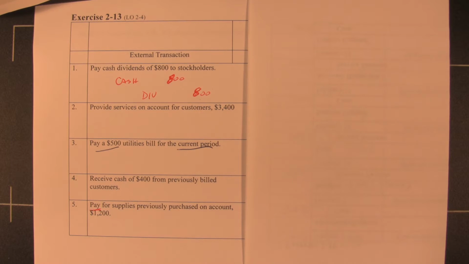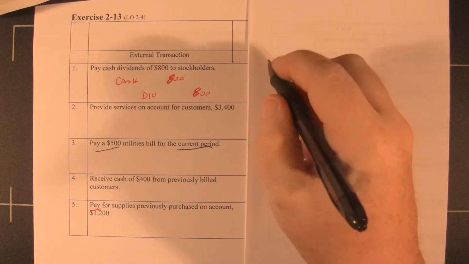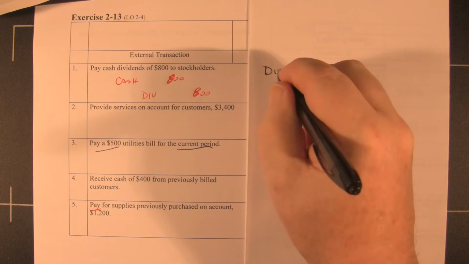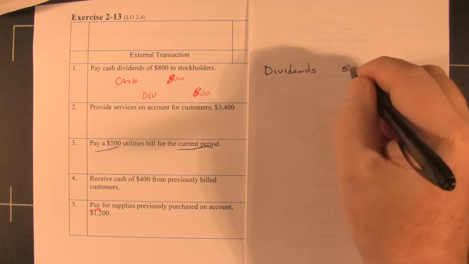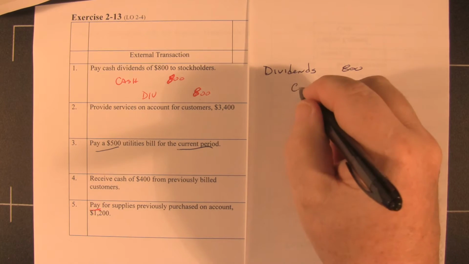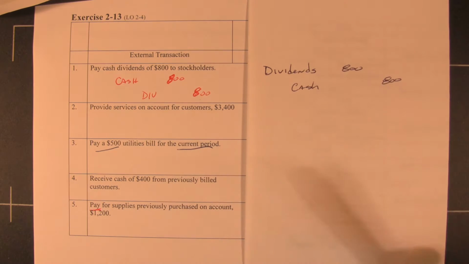What really happened was we paid cash, so we debit our dividends $800, and credit our cash $800. Now let's see what this lad did next.